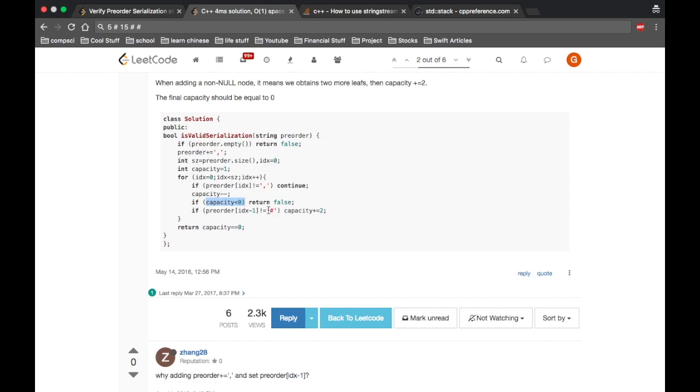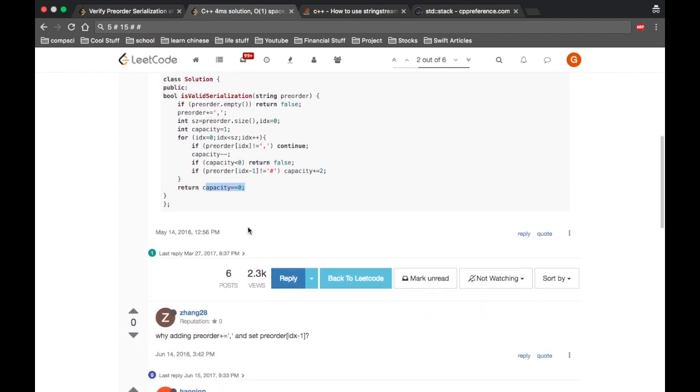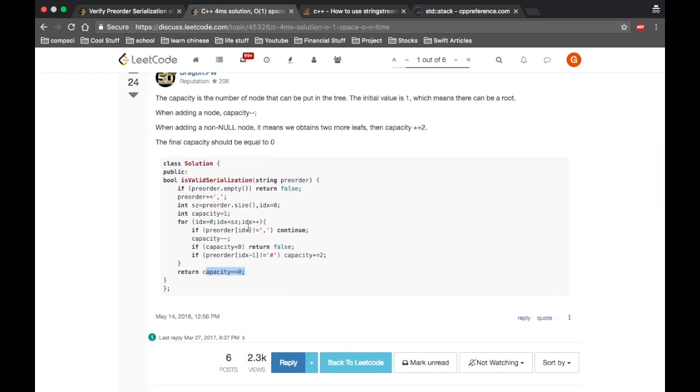Otherwise, we look at the character from before, and if it's not null, that means it's a number, which means we need to find 2 more children below us, so we add 2 to capacity. And if all of this works out, in the end, capacity will equal 0. And we just check. If it's not equal to 0, then that means this tree doesn't work. And yeah, that's the solution. So I think it's pretty simple. I think it's fairly elegant.